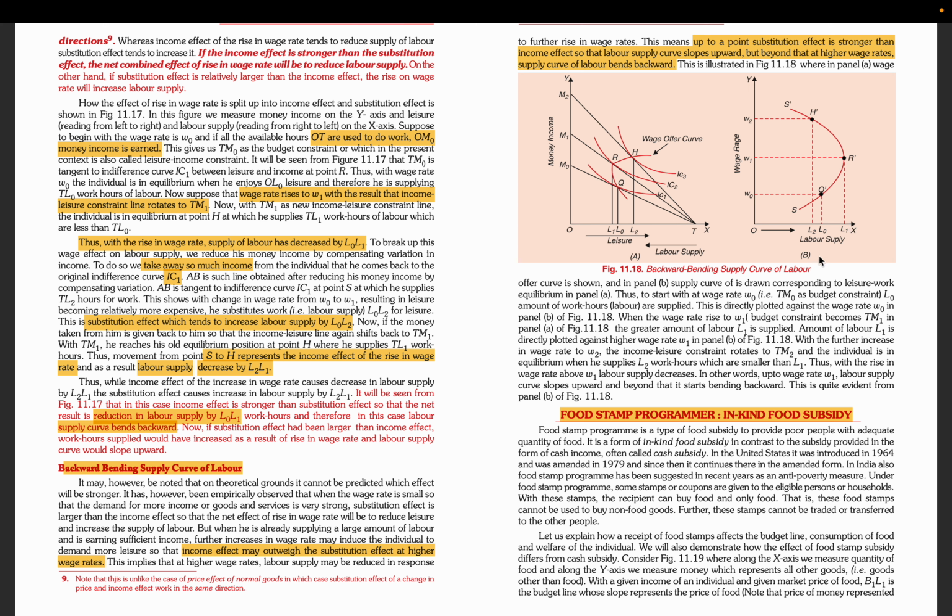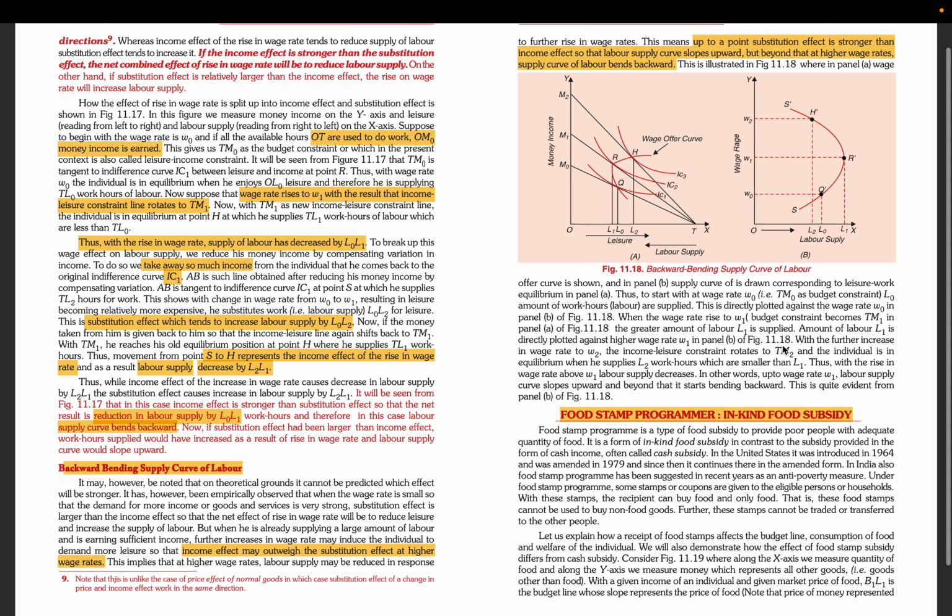Now, with a further increase in wage to W2, the income leisure constraint rotates to TM2. Okay, and the individual is in equilibrium when he supplies L2 work hours. Now the work hours are actually reducing, which is smaller than L1, which was your initial increase. Thus, with the rise in wages above W1, labor supply decreases. In other words, up to wage rate W1, the labor supply curve slopes upwards. Okay, so till this you see that it was sloping upwards, but now beyond that it's going to start to bend, which means that you're going to start to reduce the amount of labor after a certain level of increase in your wage rates.